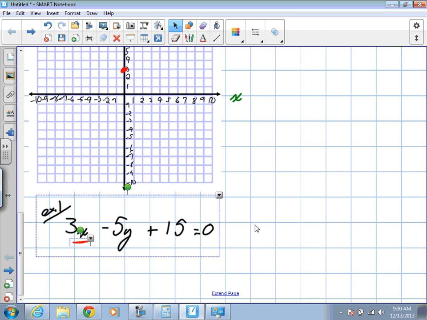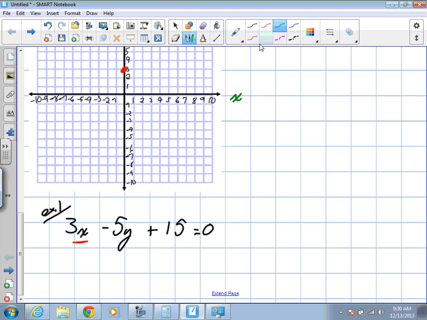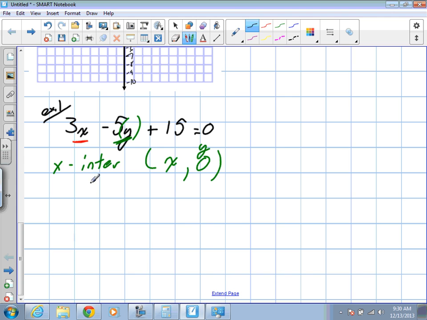So exact same equation, but in this one, to find an x-intercept, what is it we need to do? Set what equal to 0? That's right. Our y value we need to set equal to 0. So the y here, we're going to replace with a value of 0. So it becomes 3x minus 5 times 0 plus 15 equals 0. What is negative 5 times 0? So I have 3x plus 15 is equal to 0.